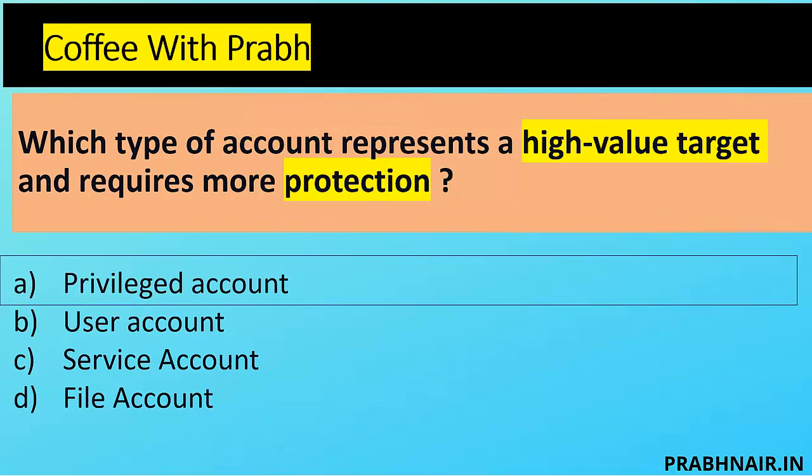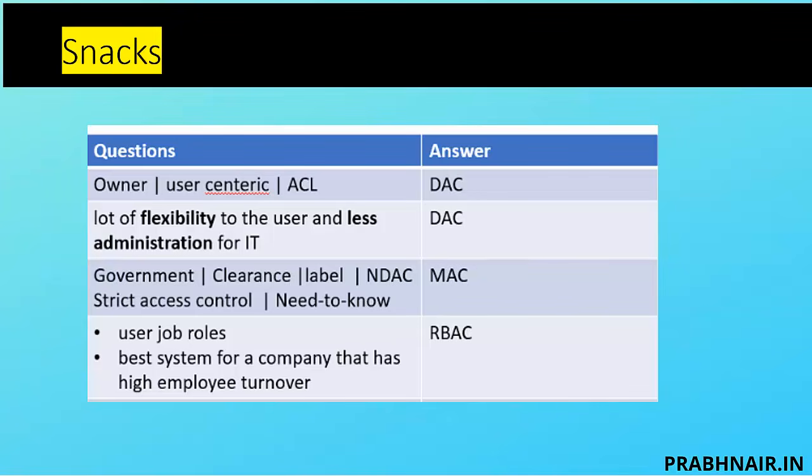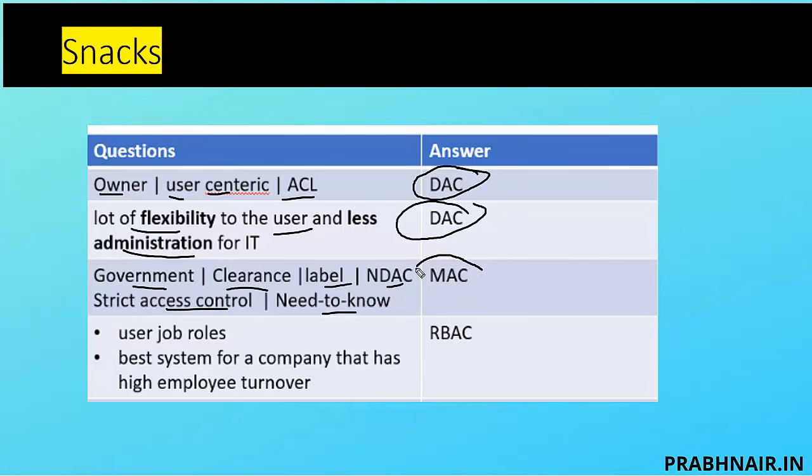It's enough coffee. Let's have some snacks. So this is called a snack. Any question talking about owner, user-centric, ACL, the answer is basically DAC. Anything talking about a lot of flexibility, user, less administration, the answer is basically DAC, because power is given to the user. Any question talking about government, clearance, label, NDAC, strict access control, need to know, the answer is basically MAC. And any question talking about user job roles, best system for a company with high turnover, the answer is basically RBAC.